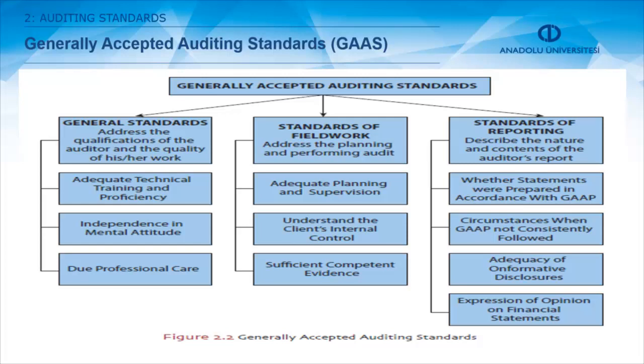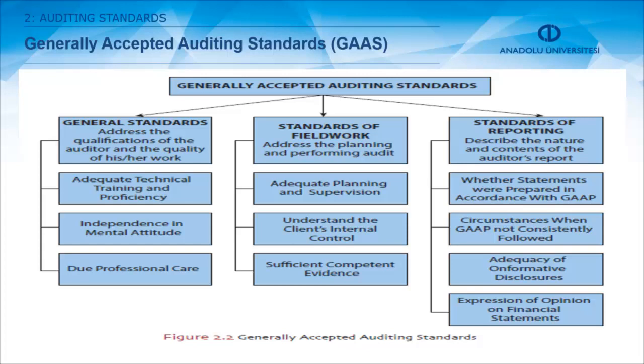There are four main standards dealing with the standards of reporting. The first one is whether statements were prepared in accordance with generally accepted accounting principles. The second one is circumstances when generally accepted accounting principles are not consistently followed. The third one is adequacy of informative disclosure. And the fourth one is expression of opinion on the financial statements.